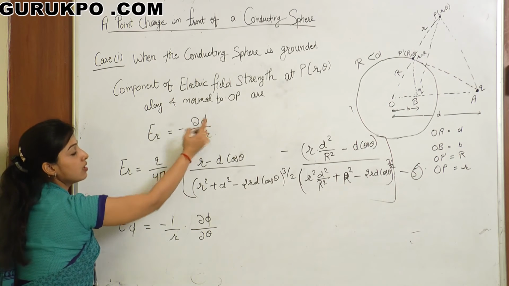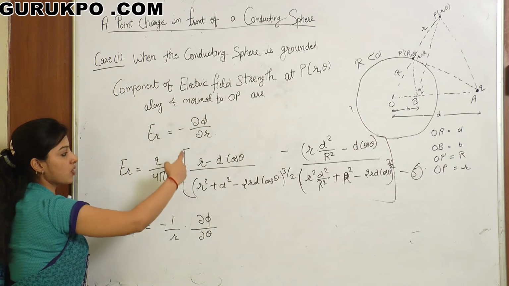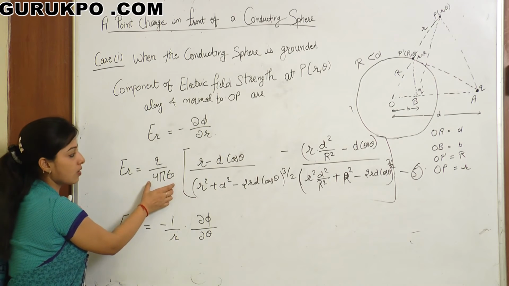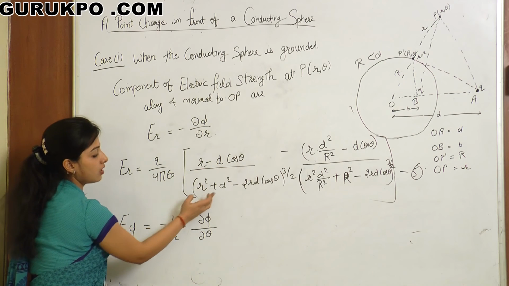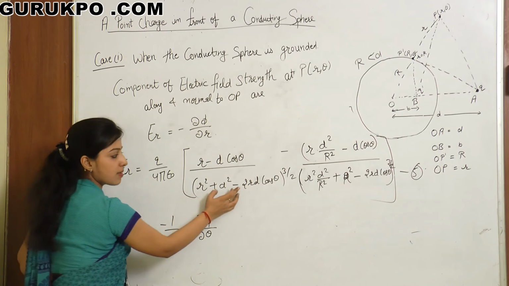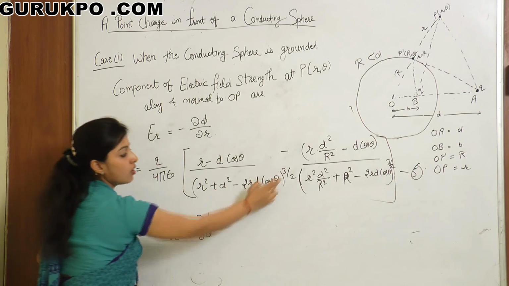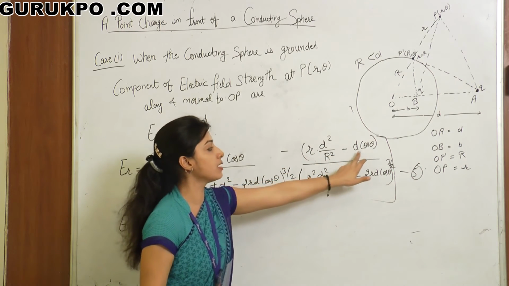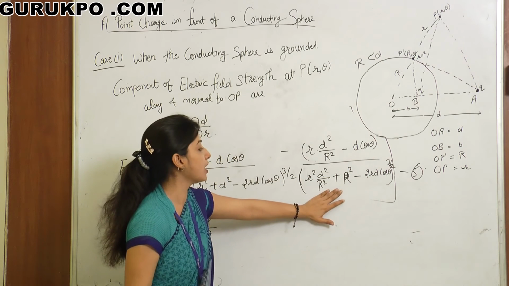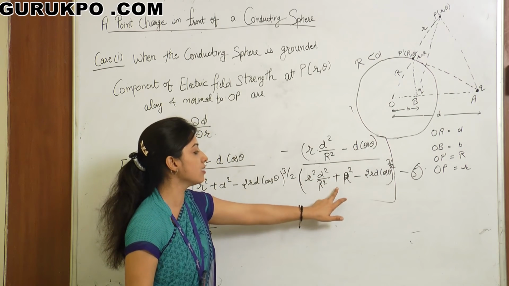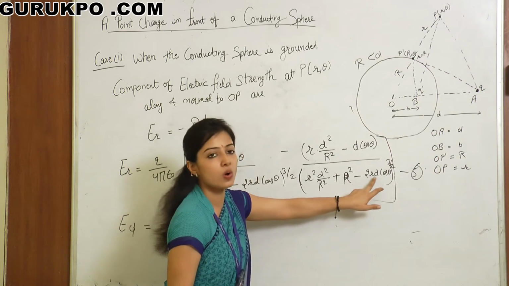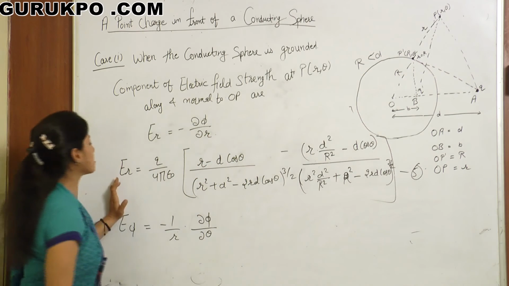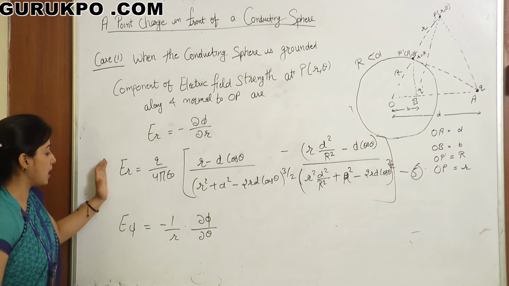After differentiating the electric potential with respect to r, we get Q upon 4 pi epsilon naught [r minus d cos theta upon (r square plus d square minus 2rd cos theta) whole power 3 by 2 minus r d square upon ... r square minus d cos theta upon r square d square upon r square plus r square minus 2rd cos theta whole power 3 by 2]. This is the electric field strength component.